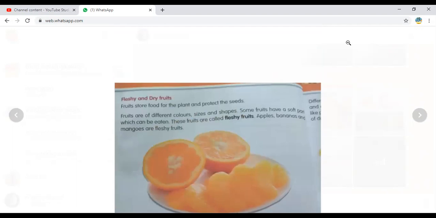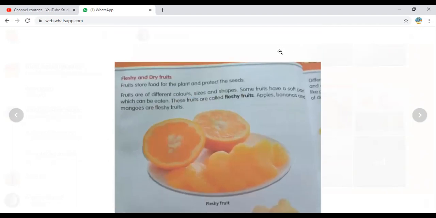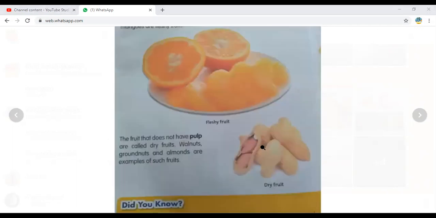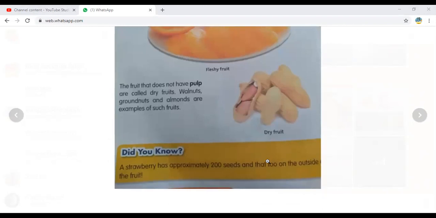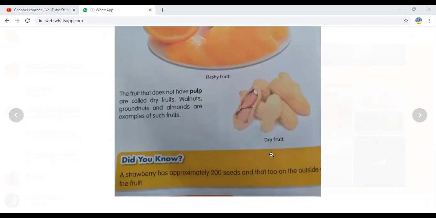Strawberry has approximately 200 seeds, and they are on the outside of the fruit. Strawberry ki bite untayi anta seeds. Ekkadaina seed lo bal untundi fruit lo kada, kada strawberry ki matram seed bite 200 seeds varaku untayi.